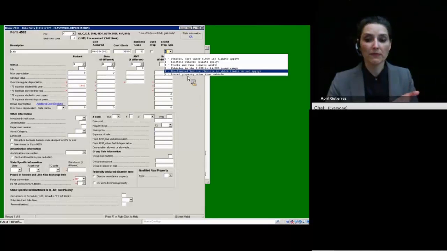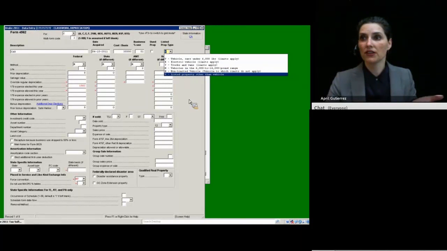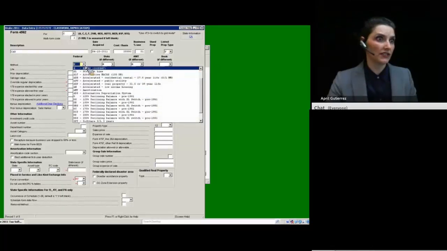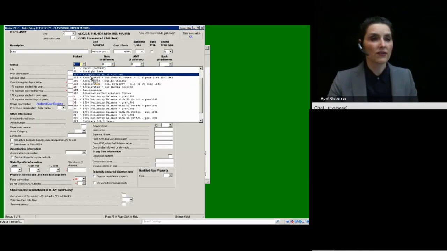Now the laptop has to be listed, right? How is my computer going to know it's listed if I don't tell it that it is? Okay, then I have to select the method, and my computer has a drop-down method with all of these choices. And the choice I'm going with is MACRS, and it defaults to 200 declining balance. But there's also alternate MACRS for 150 declining balance. If I were a farmer, I'd have to select that.